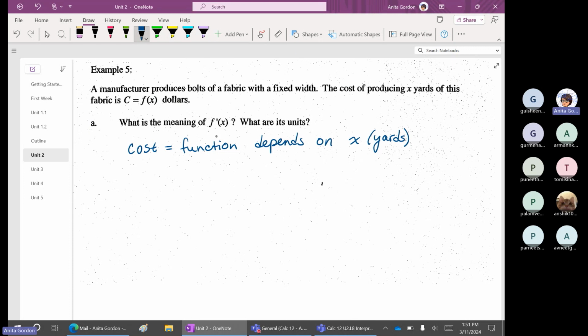So what is the meaning of f prime of x? The rate of change, right? Primes are a rate of change. What is changing here? Okay, with respect to the yards. So f prime of x is the difference in cost over the difference in yards. So this is essentially the dollars per yard of fabric. So the differentiation will give you the cost per yard.